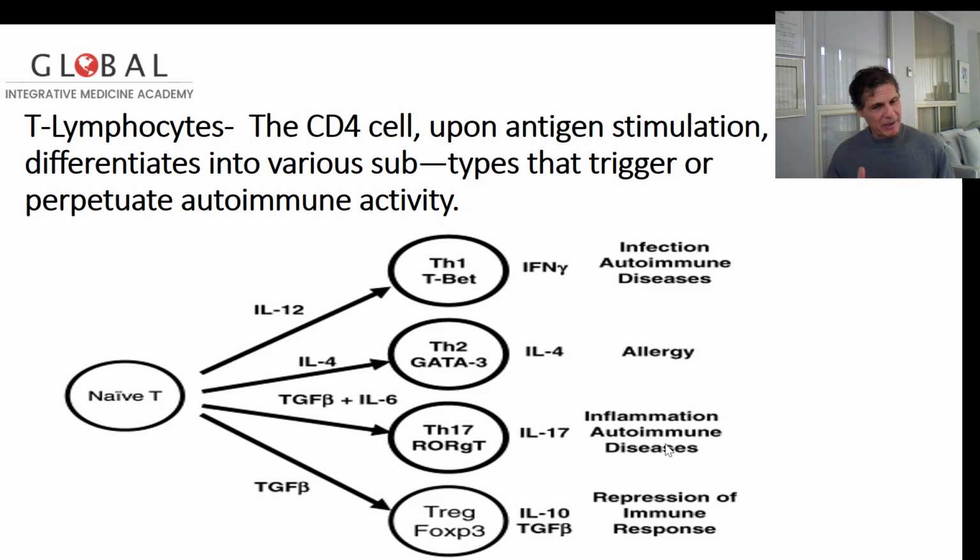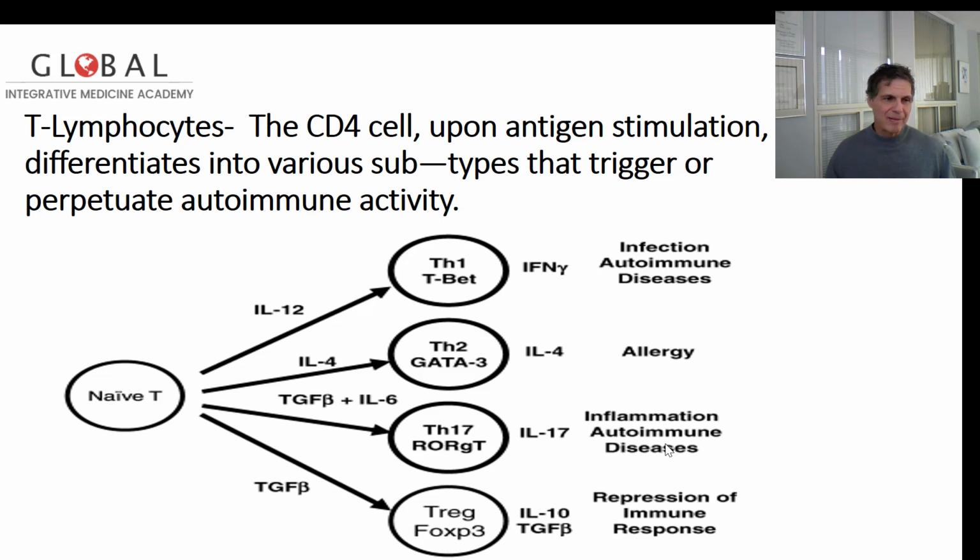And so you see that in MS, you see that in Crohn's disease, you see that in a lot of different autoimmune diseases, the prevalence of the CD17 cell that was originally just a CD4 cell minding its own business, and the person's going along and their health seems to be fine, and all of a sudden you've got this immune system attack that's going on.